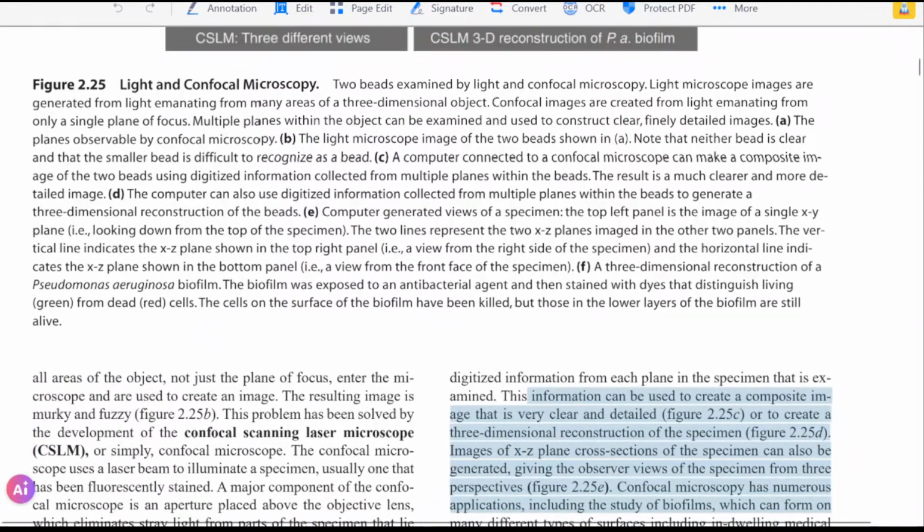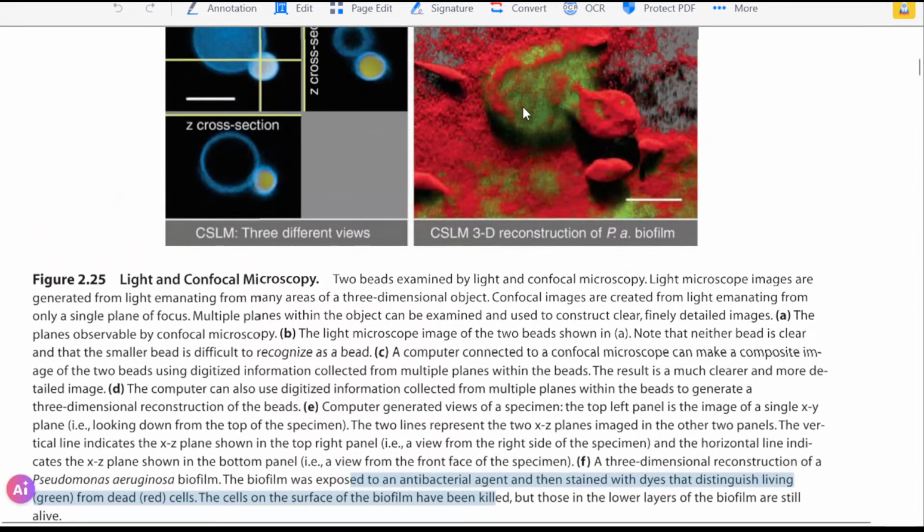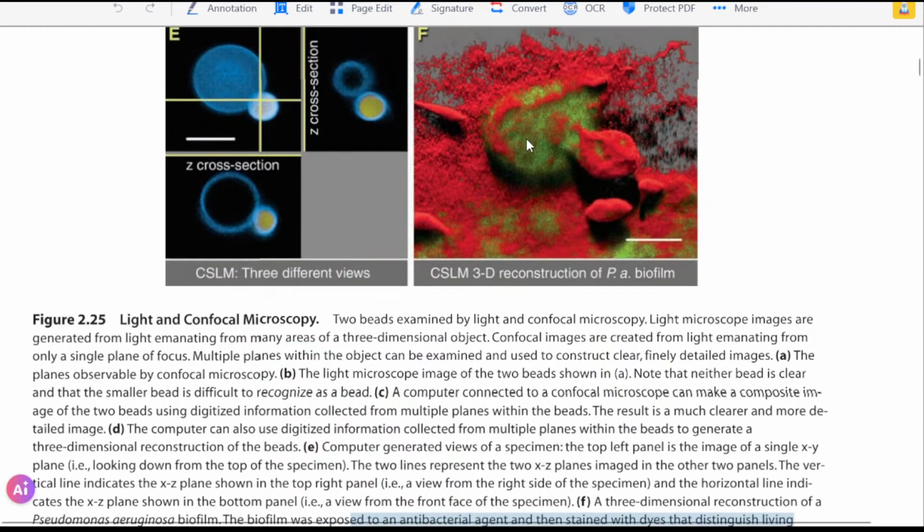The biofilm was exposed to antimicrobial and then stained with the dyes that distinguish living from dead cells. Yeah. So it looks like they did expose it to the antimicrobial agents, but like I told you, biofilms are so resistant that even if you put the antimicrobial agents on them, they survive. So look how many of them survived.